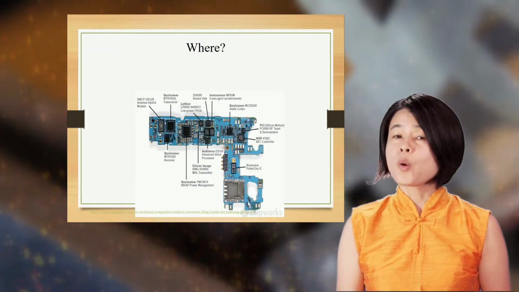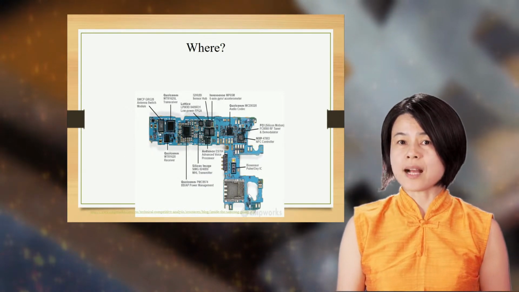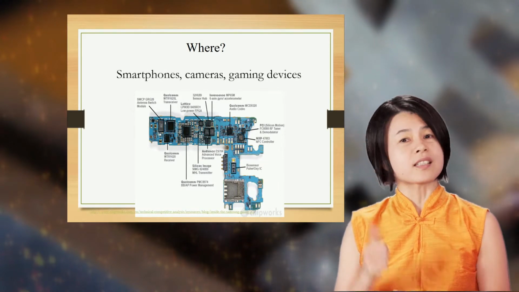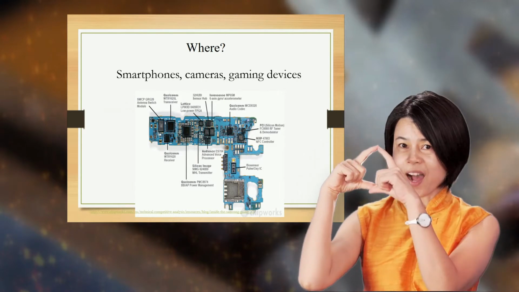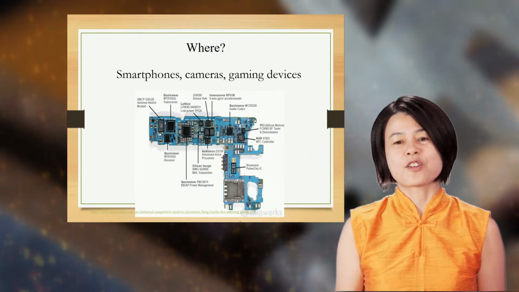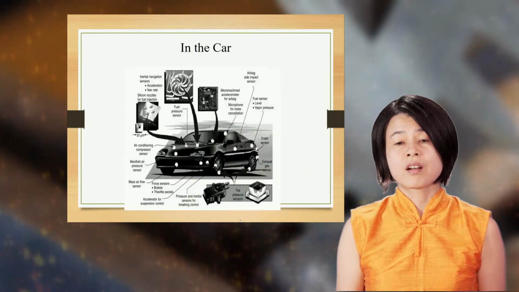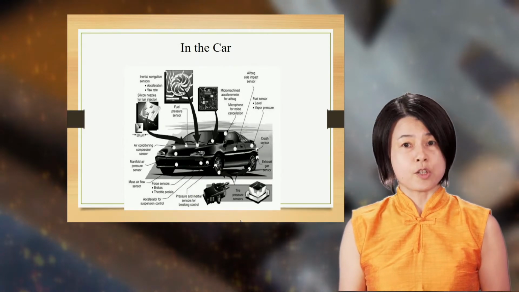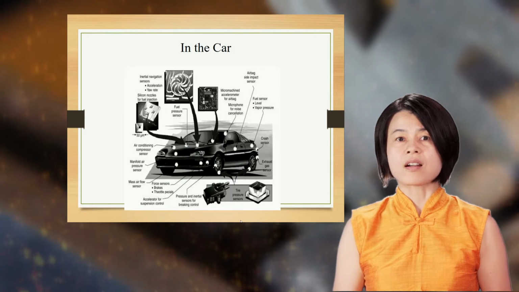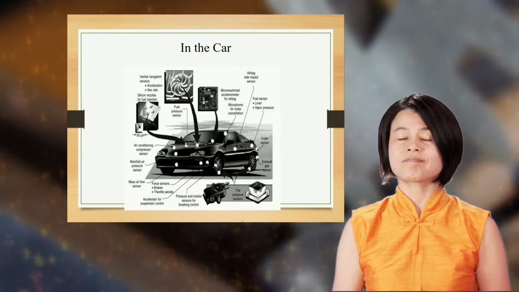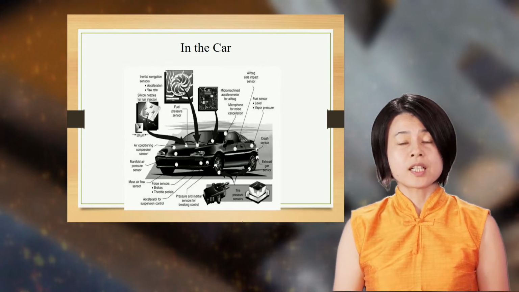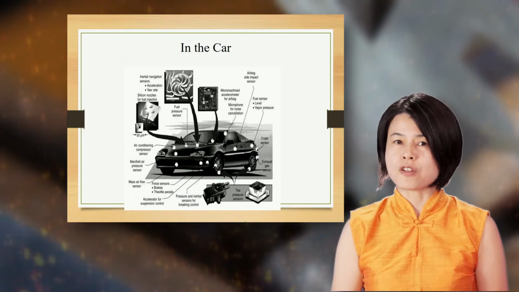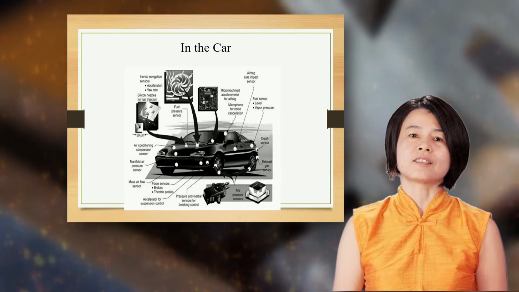First of all, where can we see TSMC's products? It could appear in smartphones, cameras, and gaming devices, etc. Or even in a car. There are many tiny sensors and actuators which make the car smarter and better. As you may be aware, TSMC products are in our daily life and create the foundation of modern society.